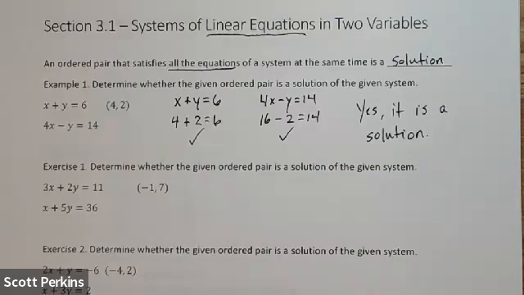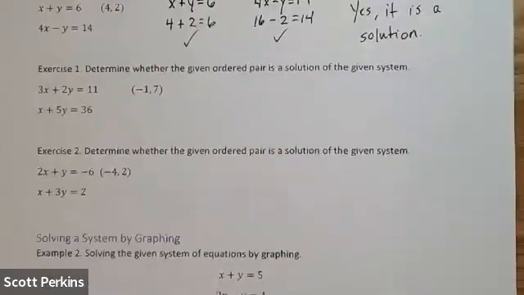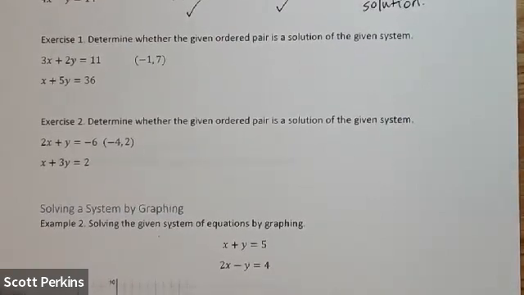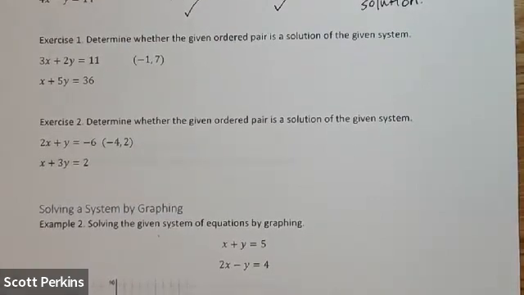I can't read minds. So regardless, exercise 1 right below: do the same thing. Is the point -1, 7 a solution to that system? I'm going to give you about 90 seconds to make a determination.